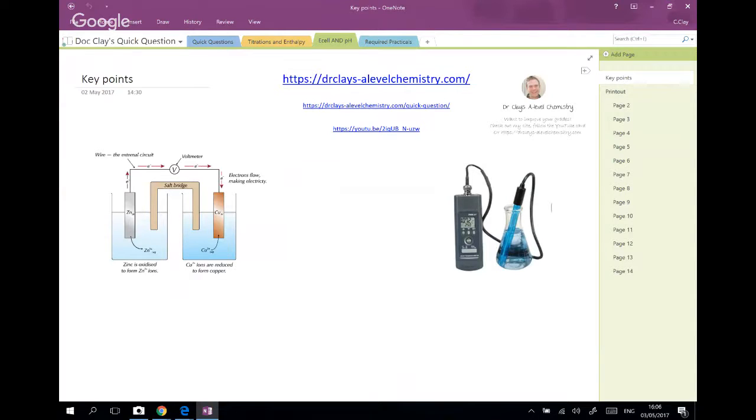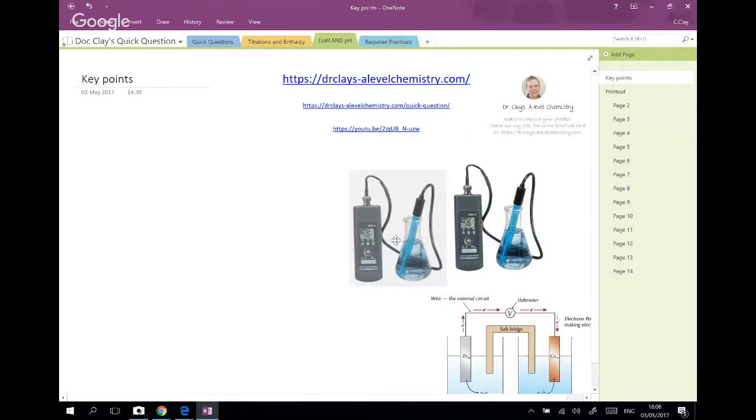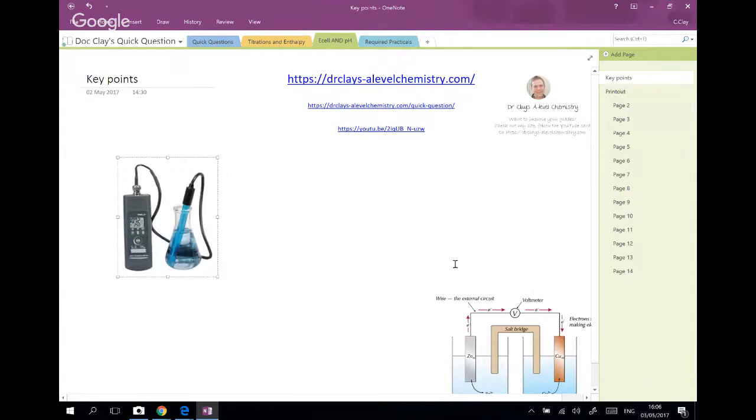We've got to know about two practicals. We're going to start off here. I'm just going to move this one out of the way for us. We're going to come across here with measuring pH and doing titration.